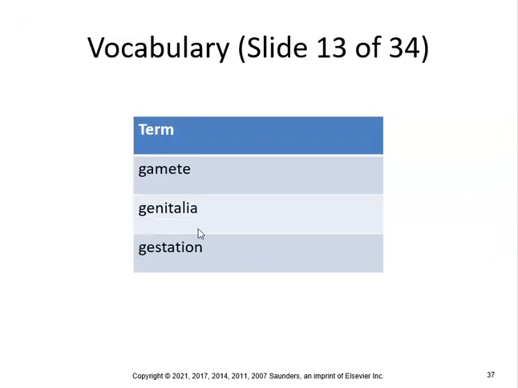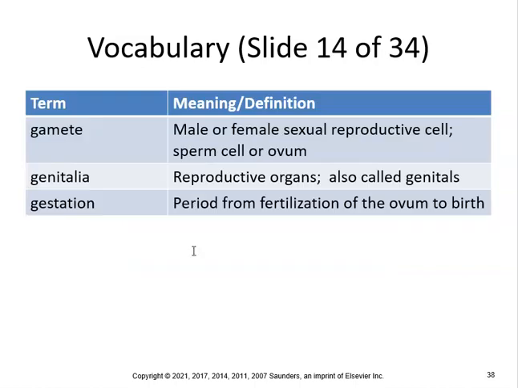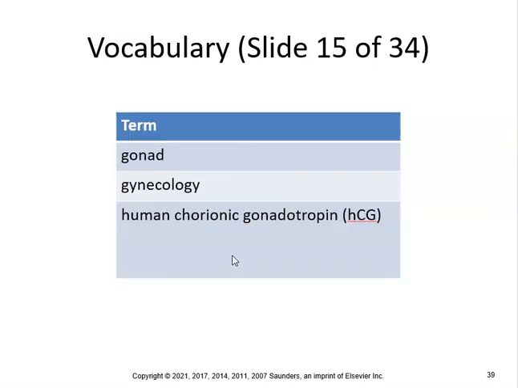Here's gamete, genitalia, gestation. So gamete is the male or female sexual reproductive cell. That could be the sperm cell or the ovum. Genitalia means reproductive organs, also called the genitals. Gestation is the period from fertilization of the ovum to birth. And sometimes it's called the gestation period, which is why your due dates can be off a little bit, because you're just guesstimating when that can occur, because people don't remember the exact time when fertilization of the ovum took place.